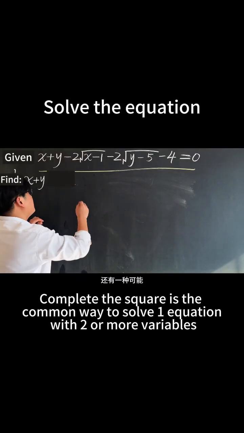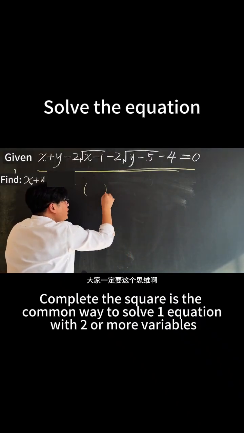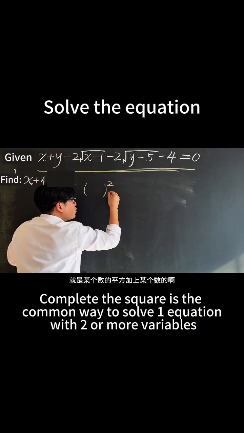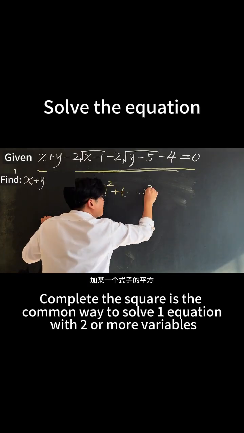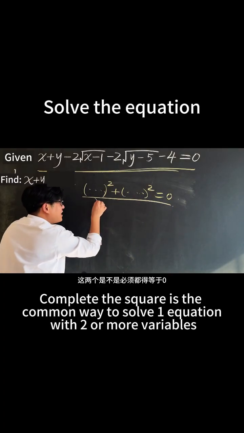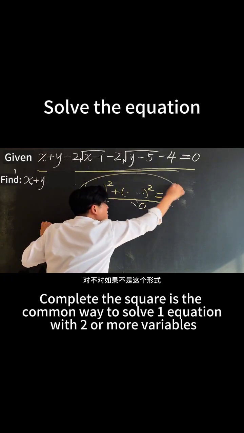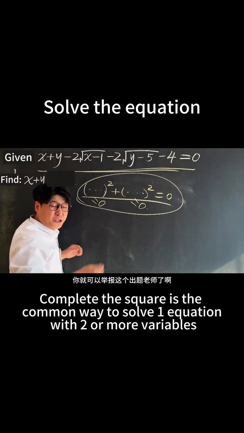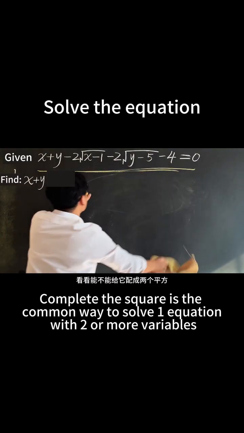But is it possible that the teacher didn't make a mistake? There's another possibility. Maybe this equation is of a certain form. You must have this kind of thinking. That is, the square of some expression plus the square of another expression equals 0. When you see this kind of form, don't both of these have to be 0? Right? If it's not in this form, then there's a mistake in the problem, and you could report the teacher who wrote it.